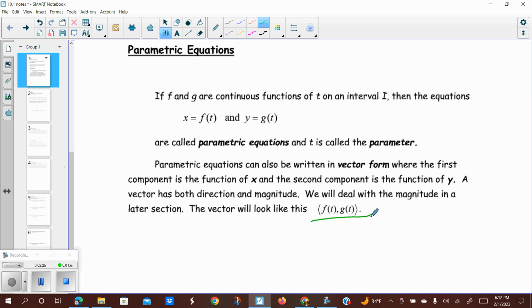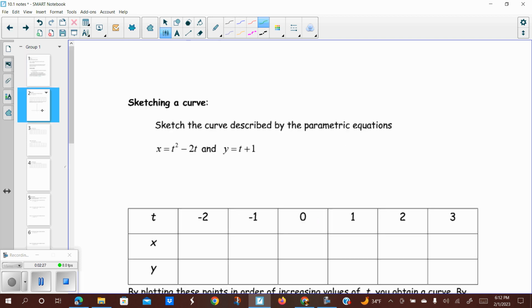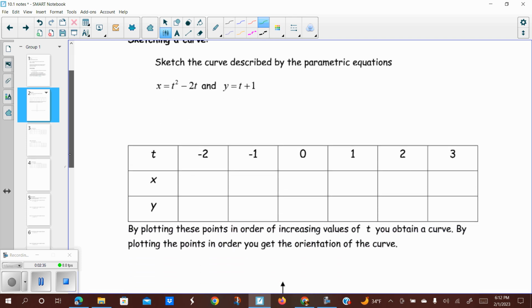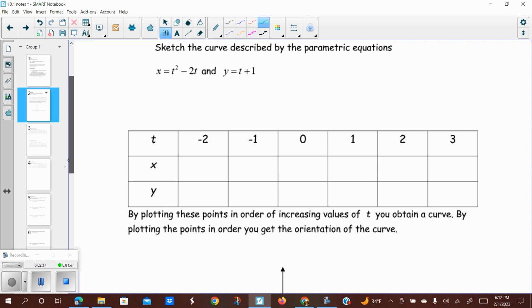All right, so let's go ahead and see what this looks like. We're going to sketch a curve based upon parametric equations. In order to sketch the curve, we're going to create this little table, or the table is created, we're just going to fill it in. Let's see what we get. So x is defined to be t squared minus 2t, and y is defined to be t plus 1. If I select different values of t, which as you can see we've got here on our chart, we're going to end up with what our x and y coordinates would look like based upon whatever t is.